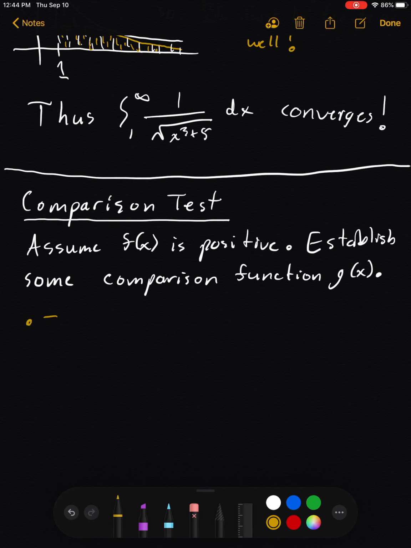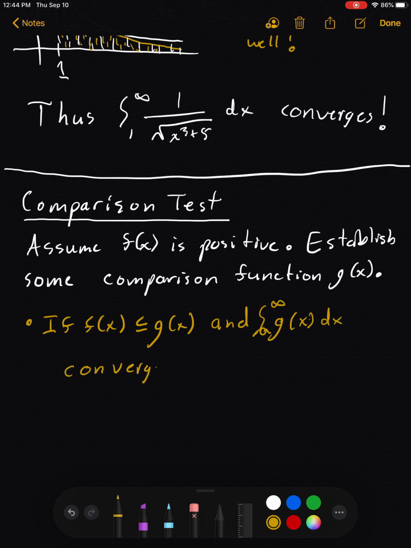So case 1, if f of x is less than or equal to g of x, and the integral from a to infinity of g of x dx converges, then the integral from a to infinity of f of x dx also converges.